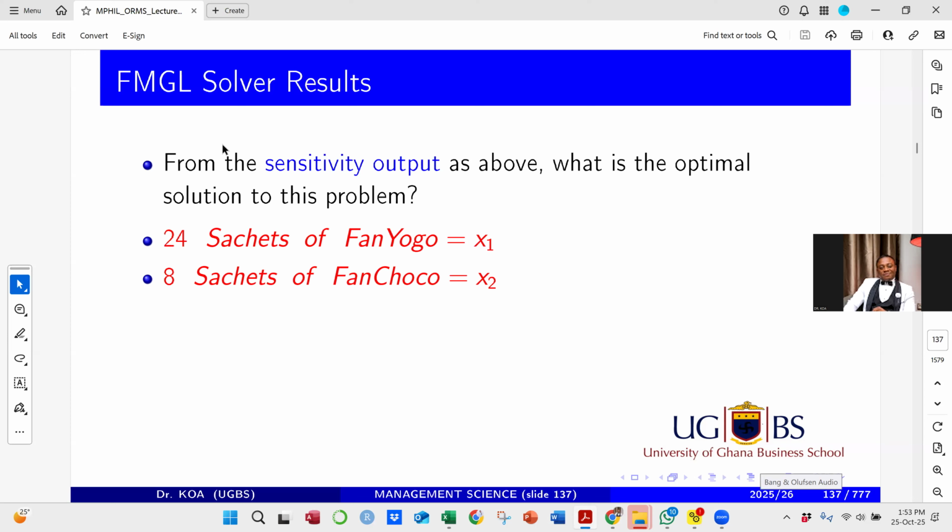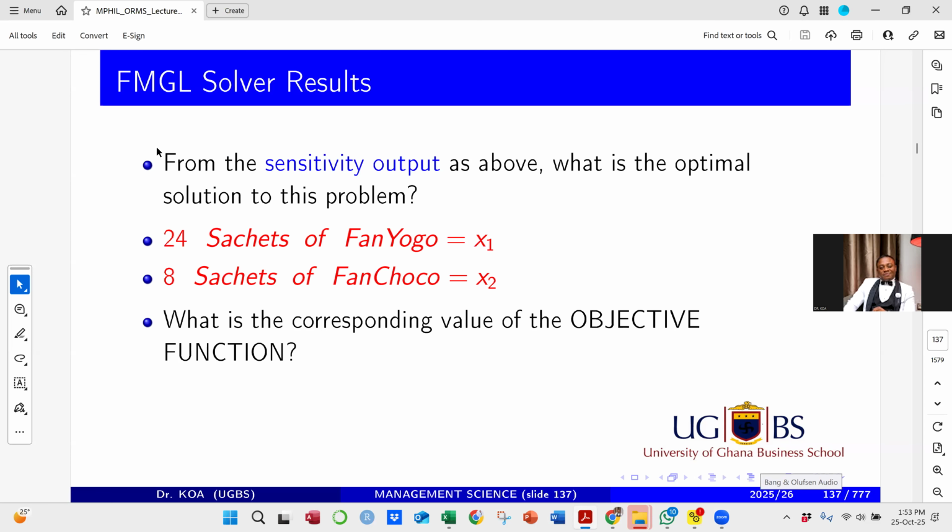Next question, number 2. Unless there's a question. Number 2, what is the corresponding value of the objective function? Another way of asking this question is saying, what is the corresponding profit for Farm Milk Ghana Limited?